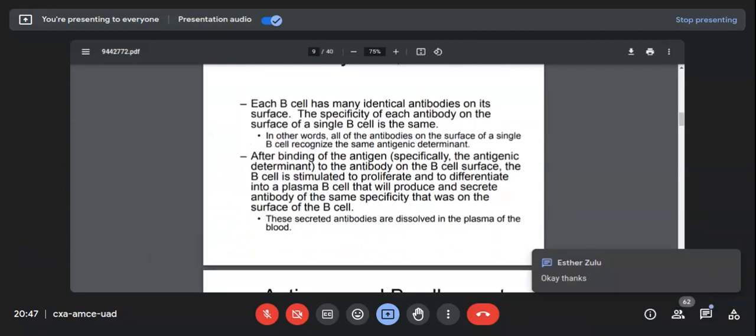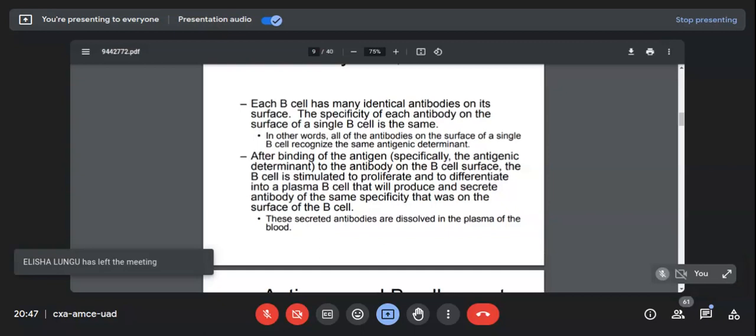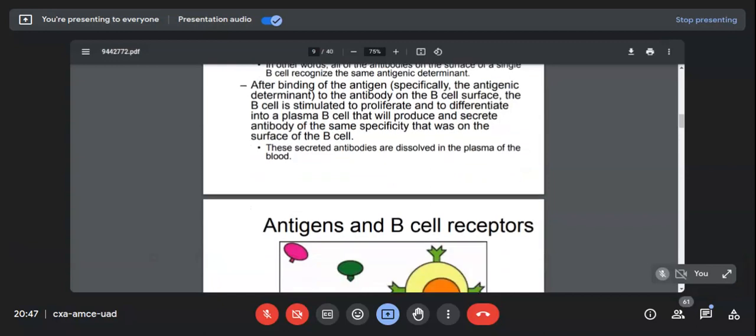Each B cell has many identical antibodies on its surface. The specificity of each antibody on the surface of a single B cell is the same. Each B cell has different types of antibodies, and how those antibodies are specified is the same for all B cells. So take note of that. Must take note. That's something very important that you guys should take note.